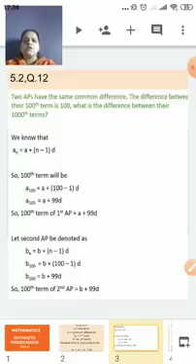Now listen here. What is given? They have given two different APs. For example, 1, 3, 5, 7 is one AP and 2, 4, 6, 8 is a second AP. So two different APs are given. But what is given? The difference between their 100th terms is 100. So for the first AP, the 100th term, and the second AP's 100th term, if you subtract the smaller from the bigger one, you get the answer 100. This is given.